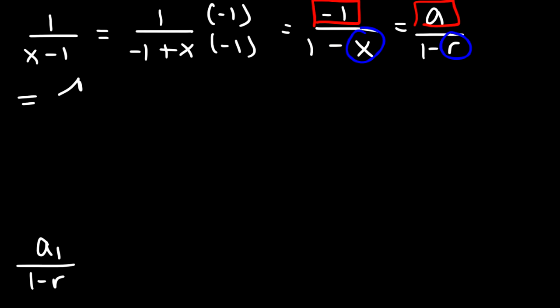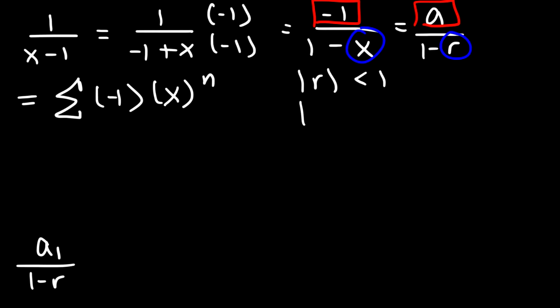So thus we can write the series as a, which is negative 1, times r, which is x, raised to the n. And so we can leave it like that. Now for the interval of convergence, we know that the absolute value of r has to be less than 1, and r is x. So x is between 1 and negative 1. So for this series, the interval of convergence is between negative 1 and 1.